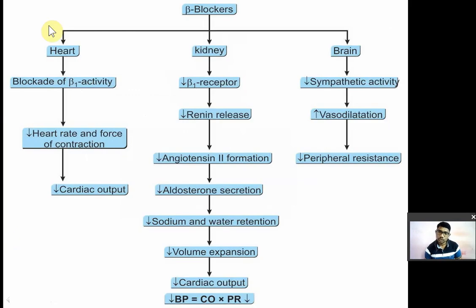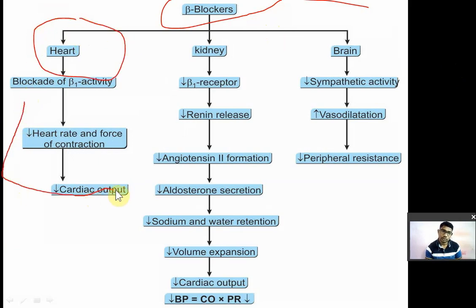We go to the mechanism of action of beta blockers. So actually the contribution for decrease in the blood pressure is because of three reasons. First, beta blockers act on the heart. Because of the beta blocking activity, they decrease the heart rate and force of contraction, and therefore they decrease the cardiac output. Cardiac output कम करेंगे by acting on the heart. They will block the beta 1 receptor of the heart, and therefore they will decrease the heart rate, force of contraction, and cardiac output.